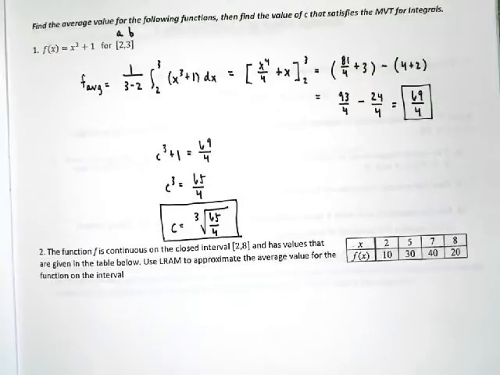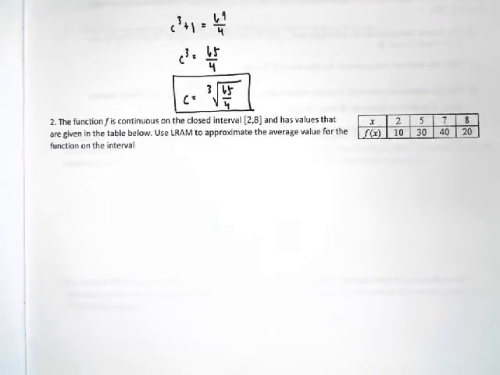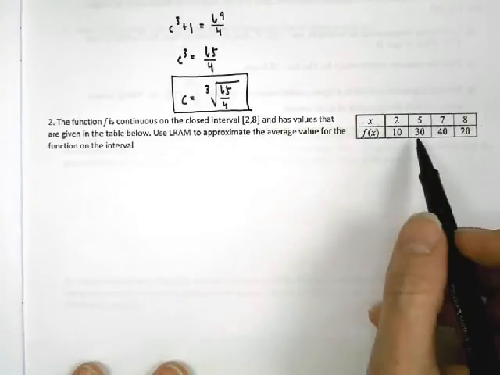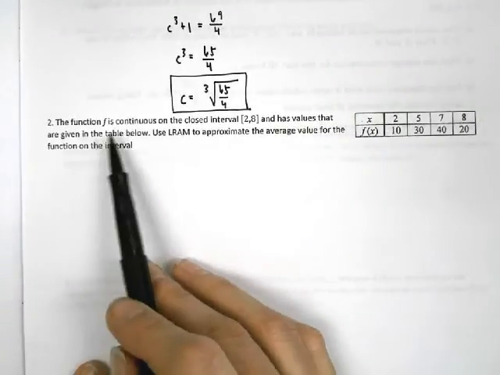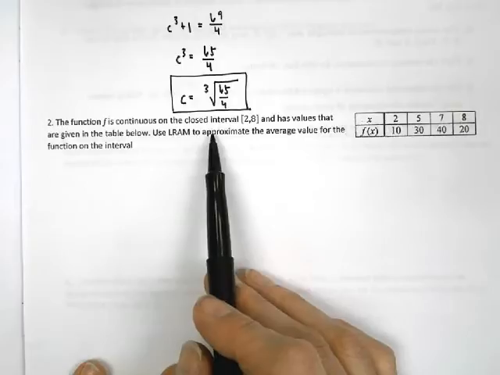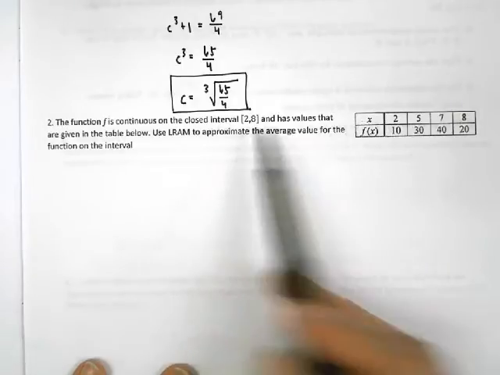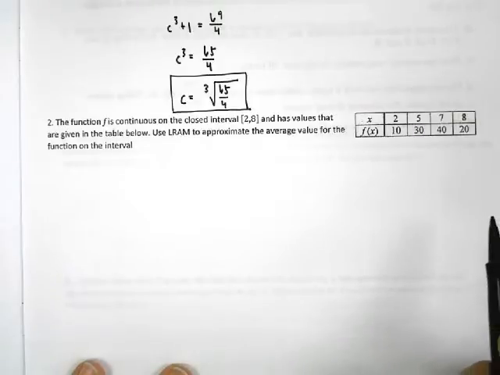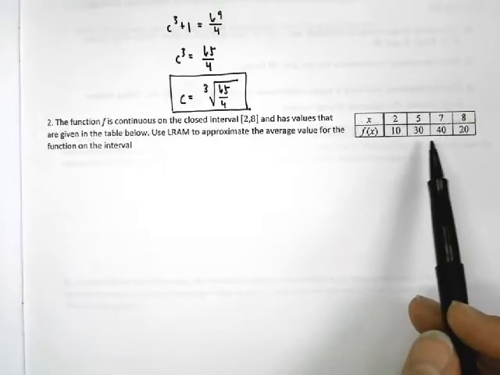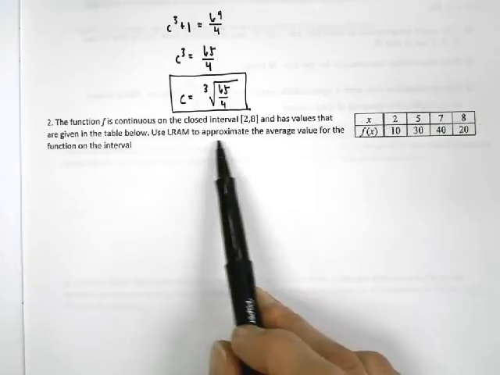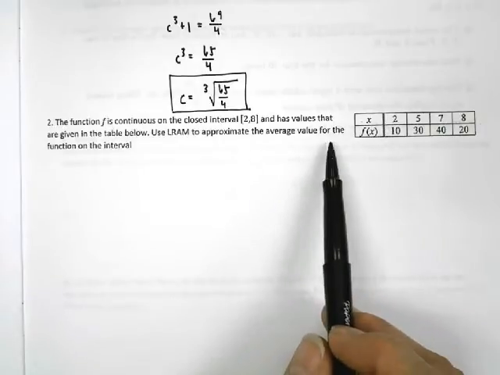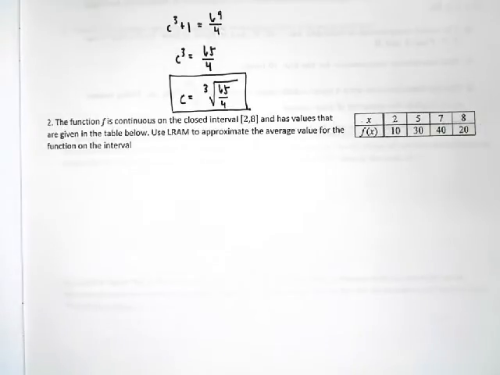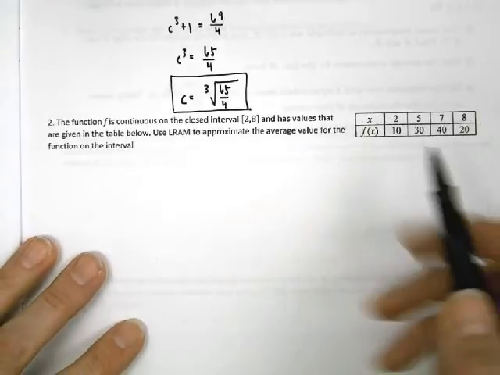Okay, last piece here. Now we're going to do the same thing we've been doing, except instead of them giving us a function, we've been given a table. We have a function f that's continuous on the closed interval from 2 to 8. So they're telling us that we meet the conditions of the MVT for integrals. It has values given in the table. We're going to use LRAM to approximate the average value for the function, using the interval from 2 to 8.